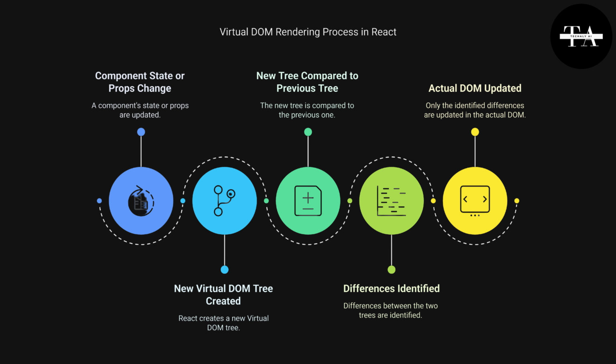What is the virtual DOM and how does it work? The virtual DOM is a lightweight copy of the actual DOM that React uses to optimize rendering performance. When a component's state or props change, React creates a new virtual DOM tree. It then compares this new tree with the previous one using a process called reconciliation. Only the differences, or diffs, are updated in the actual DOM, minimizing the number of direct manipulations and improving performance.